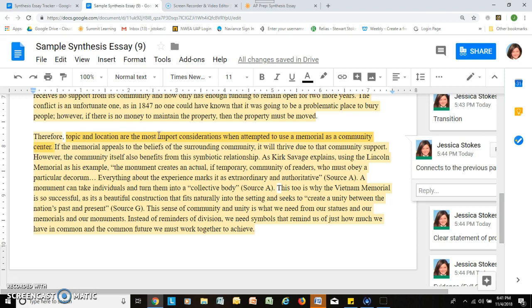And this goes directly back to what was requested by the synthesis prompt, as it asks us what we should consider when agencies develop memorials. And so it's staying on topic.